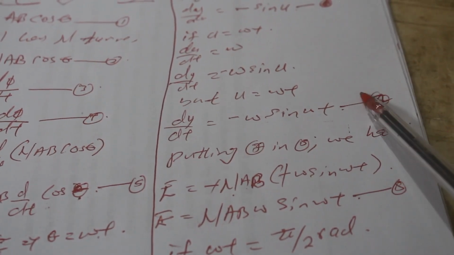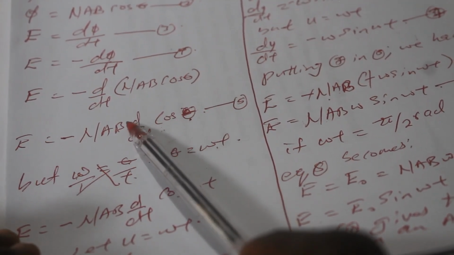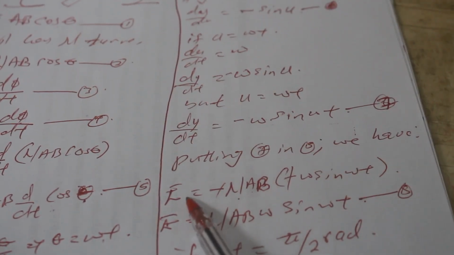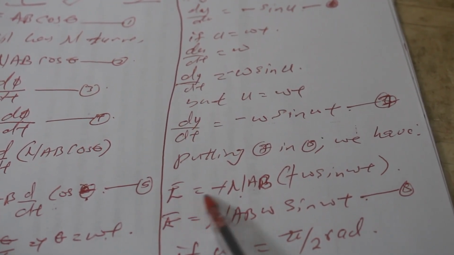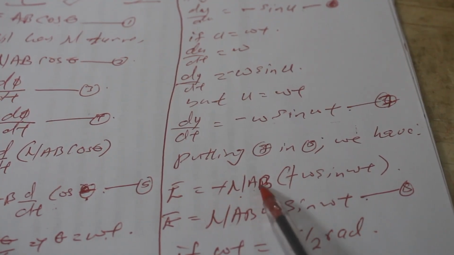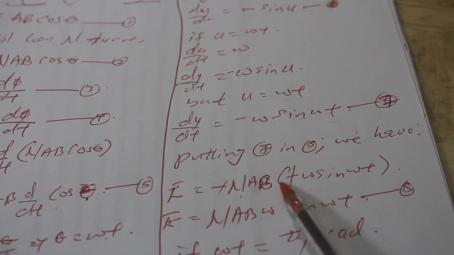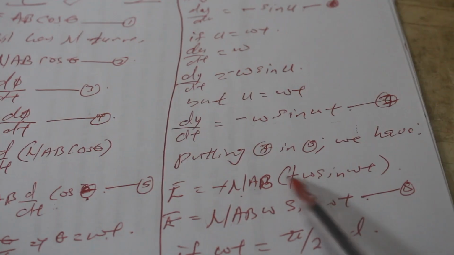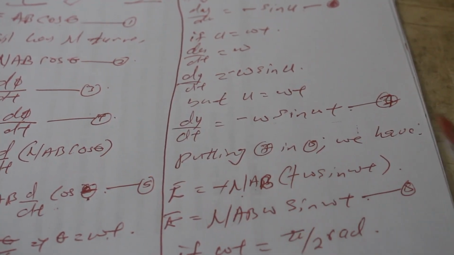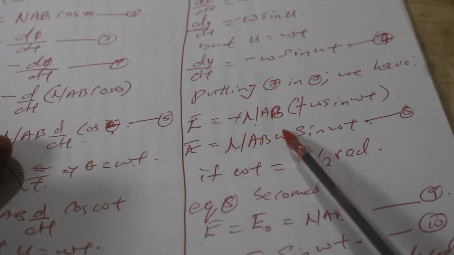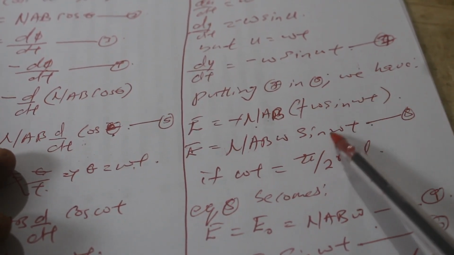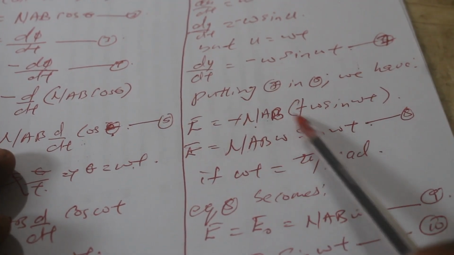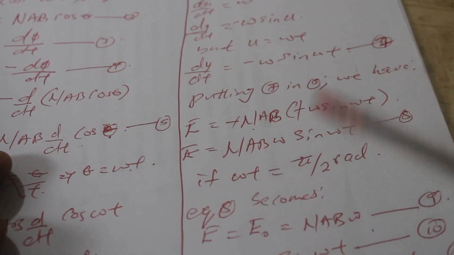Now, when we put this equation 7 into equation 5, you remove the whole of this differential and put this one inside. So we're going to get E, the induced EMF, equal to minus NAB times bracket minus omega sine omega t. Now, these negative signs, when you multiply them, go away, and that means we have this left. This is basically the same thing as this, it's just that it doesn't have the minus signs.